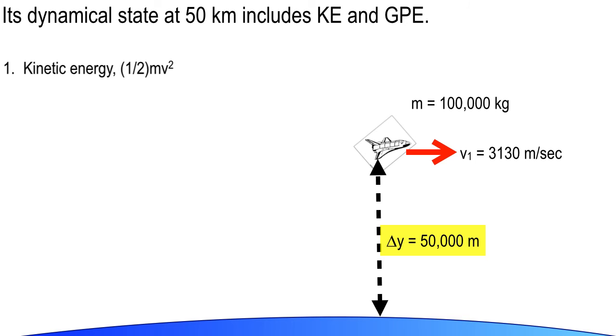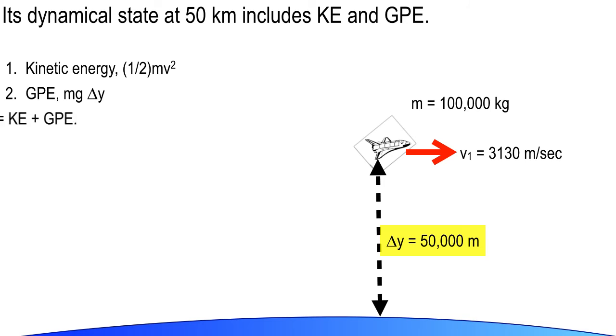And let's figure out kinetic energy first. One, a good old 1/2 mv squared, the easiest of the lot. And then we're going to do GPE. And then we're going to combine those to get the total energy.